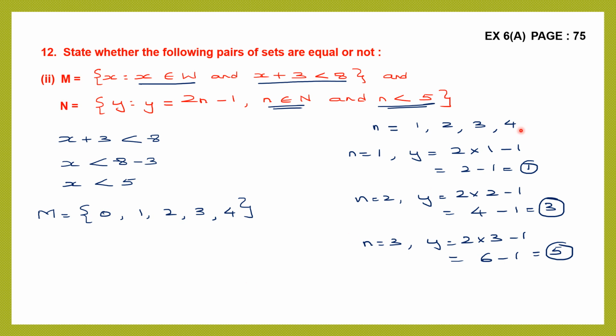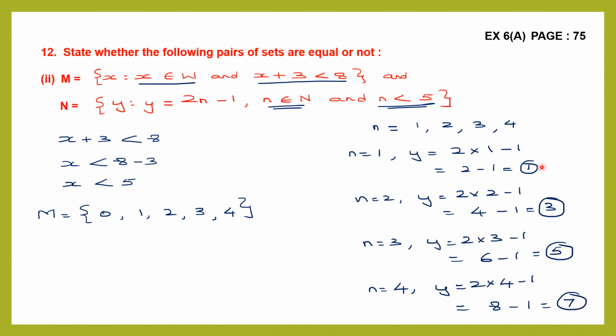Now let's take the last one, that is 4. So when n is equal to 4, y is equal to 2n minus 1, where 2 into n is 4 minus 1. 2 4s are 8 minus 1 is 7.